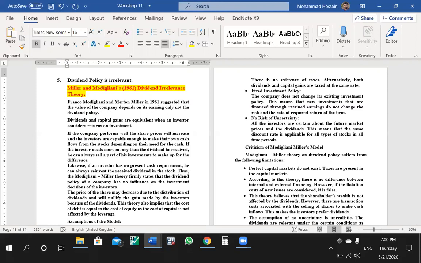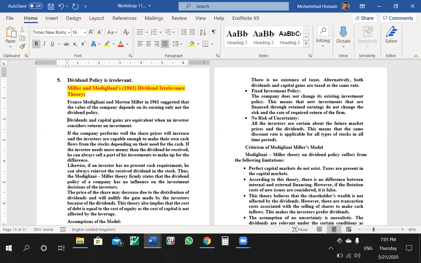Dividends and capital gains are equivalent when an investor considers returns on investment. Therefore, their question is whether you receive the dividend or your share price goes up, the capital gain. Ultimately, you will be calculating return on investment.